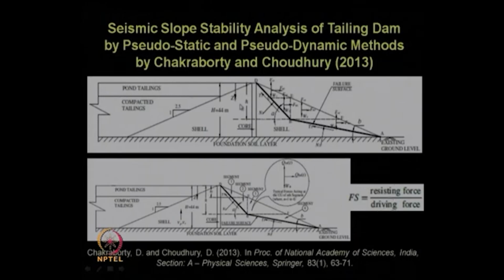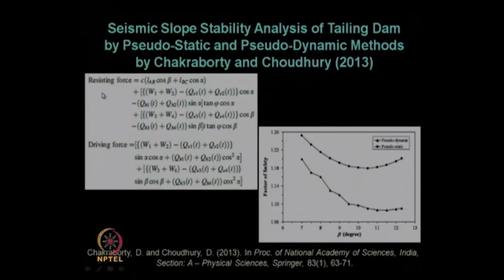In this case, the upper figure shows all the forces, including the seismic inertia forces in the horizontal and vertical directions, considering the pseudostatic approach. And this one shows the same problem, but these inertia forces are calculated using the pseudodynamic approach. Okay. So, with that the expressions for the resisting force and driving force can be calculated. We have calculated like this, and finally, the factor of safety has been obtained for different values of this beta angle.